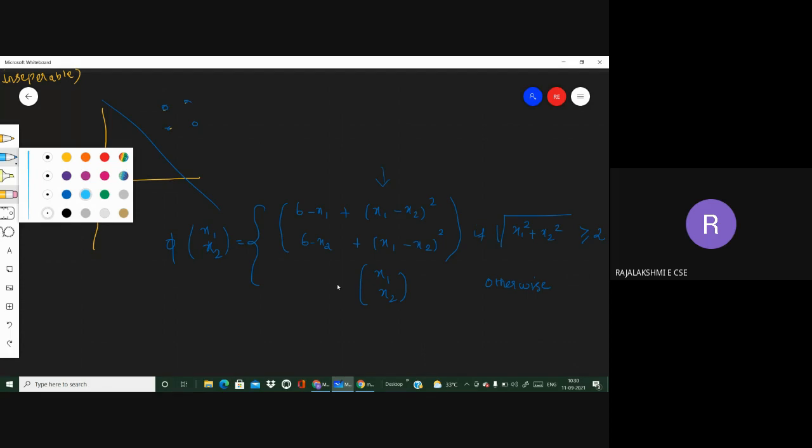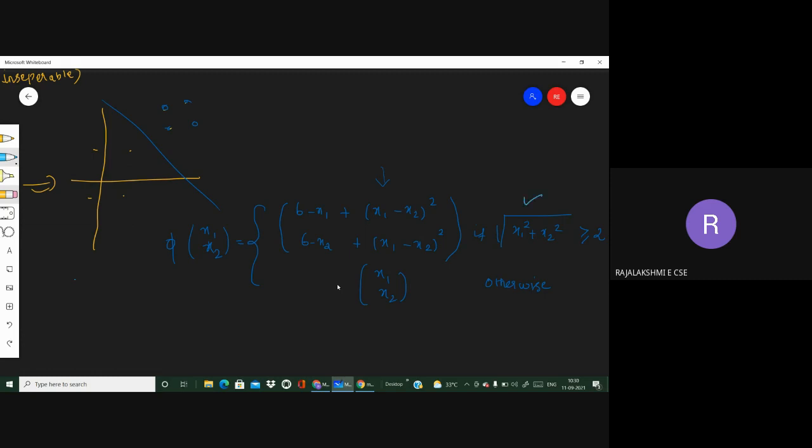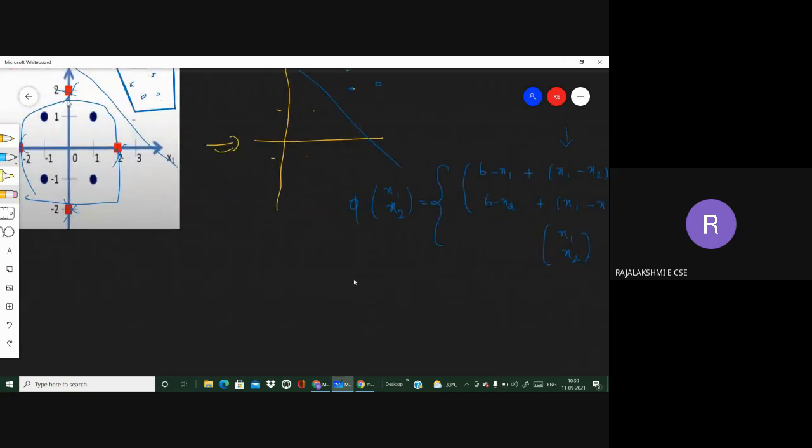So what I'm going to do is get the support vector values, the x1 and x2 values. Each and every point in the graph will be mapped into this function. If x1 square plus x2 square is greater than or equal to 2, then I will be using this function. Else the normal vector I will be taking. This is what they are saying. So what are all the values we are having?